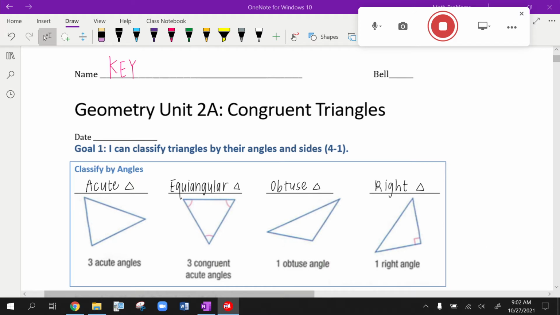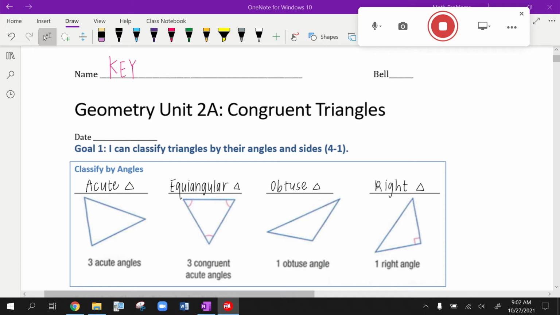I think this unit's kind of fun. We get to start looking at some huge topics in geometry, like proving triangles are congruent. So let's go ahead and get started. The first thing we're talking about today is classifying triangles by their angles and their sides. This is, if you're following along in your book, Chapter 4, Section 1.